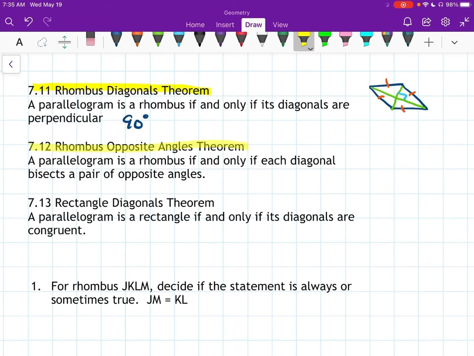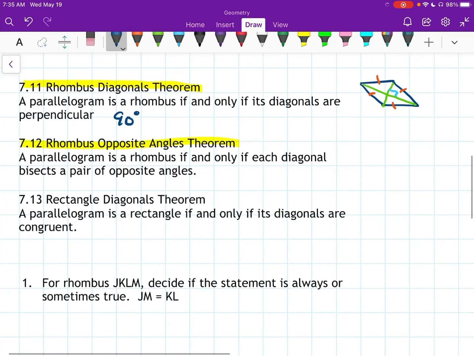7.12, rhombus opposite angles theorem. A parallelogram is a rhombus if and only if each diagonal bisects a pair of opposite angles. All right, that one's a little bit harder to see, but let's look here. Let me see if I can draw a picture.